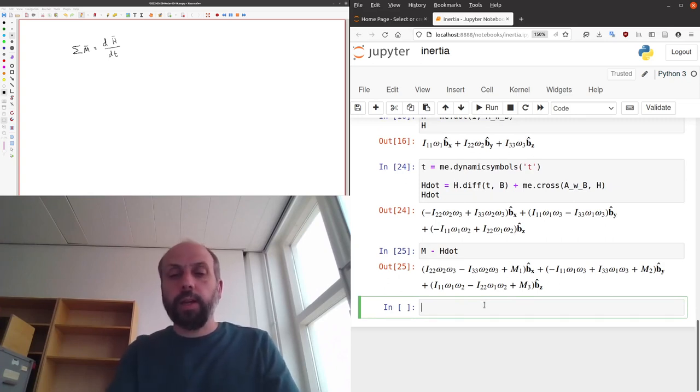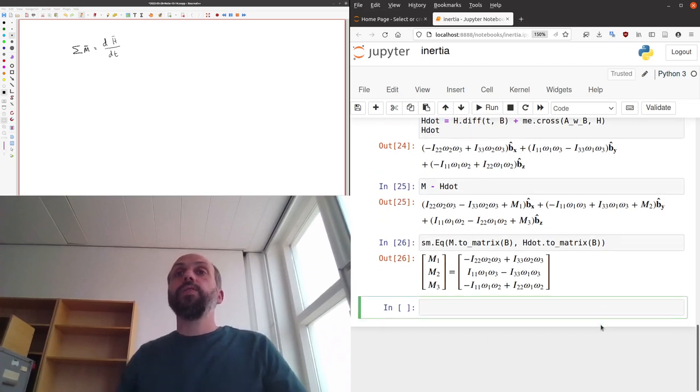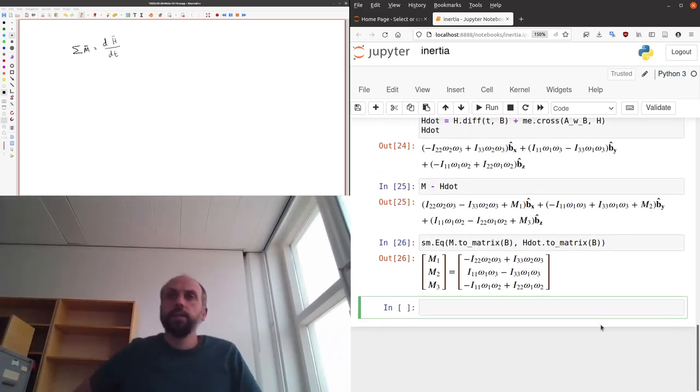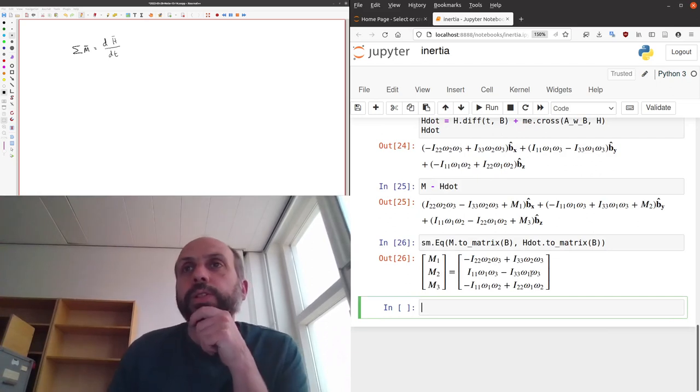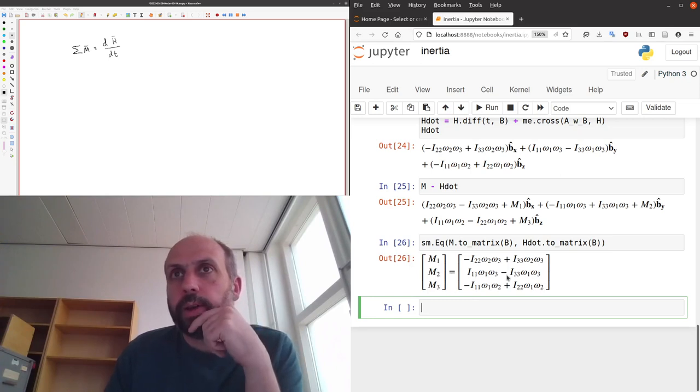We could also write it, just for it to display in matrix form, if I do to matrix B, and then I have H dot to matrix B. Then we can see for central principal moments of inertia, this is Euler's second law for a single rigid body. The sum of the moments here we have expressed as a single moment vector equals this, right? And we have these terms.